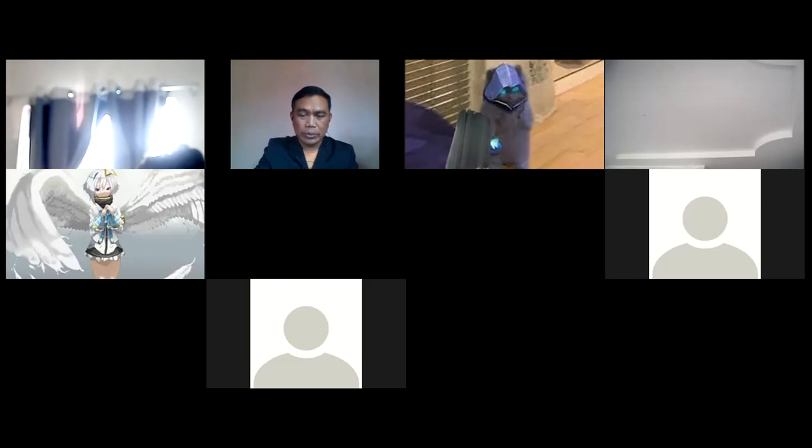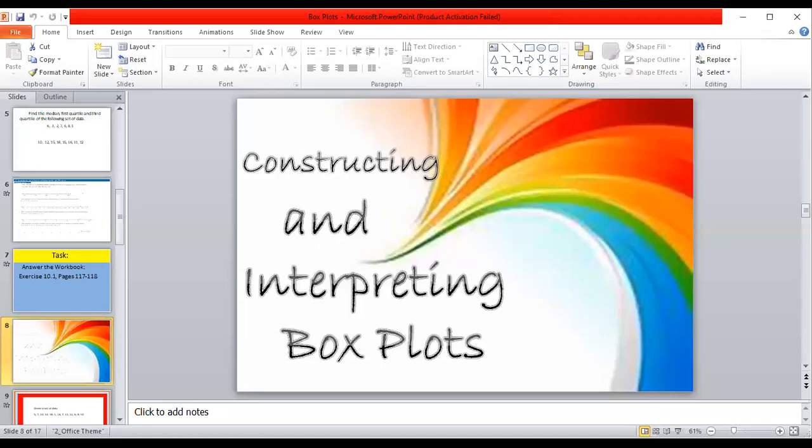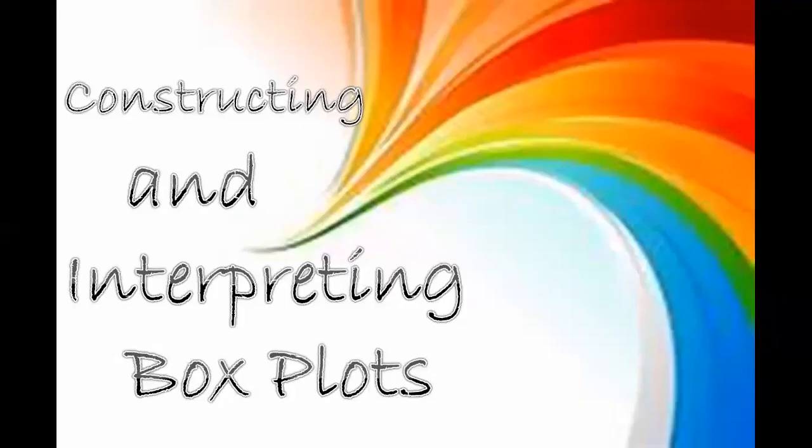Let me share with you the discussions that we have, because our topic will be about constructing and interpreting box plots. To construct and to interpret, we need to review what we discussed last time regarding the quartile range, and the median, and all others. So the focus now is constructing and interpreting box plots.